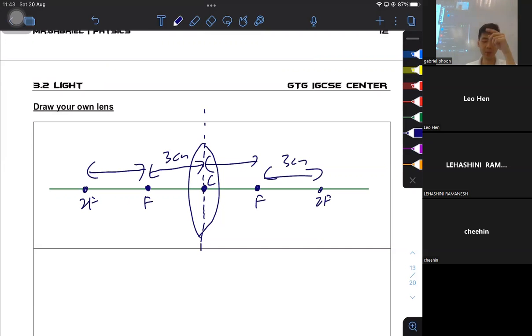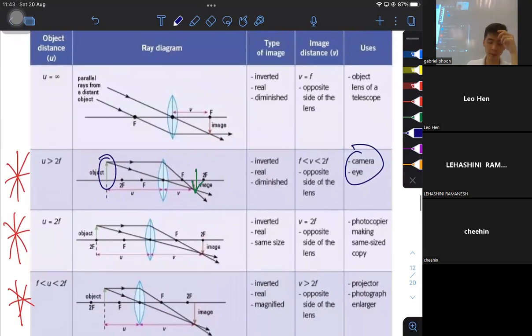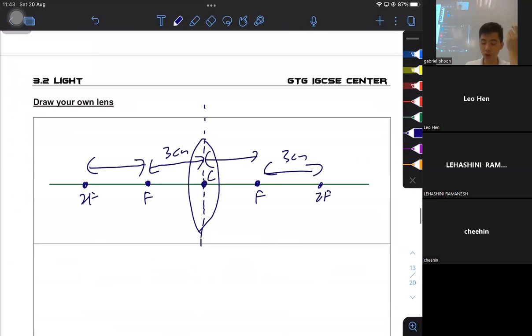The first object I want you to draw is basically this one here. It must be placed beyond your 2F, anywhere on your 2F, right? And your object can only be 1 cm tall. You're supposed to measure this thing here that is 1 cm tall, and you're straight away going to draw your light rays. Your light rays should look something like this. Cut through the focal point, cut through the optical center, and this is where your image is.